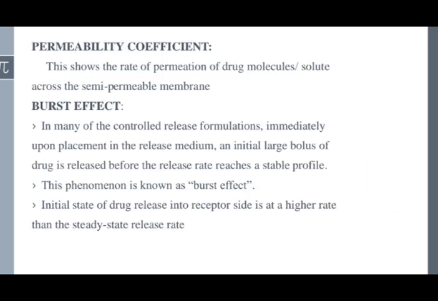Permeability coefficient. This shows the rate of permeation of drug molecules across a semi-permeable membrane.